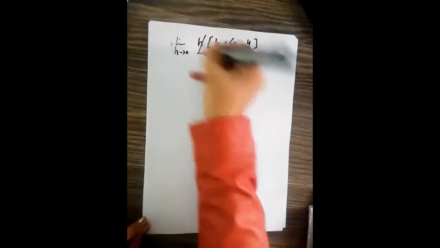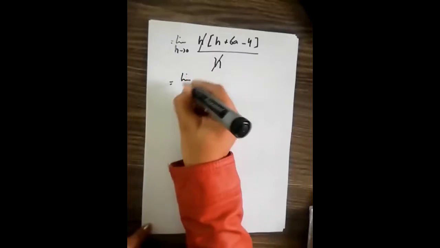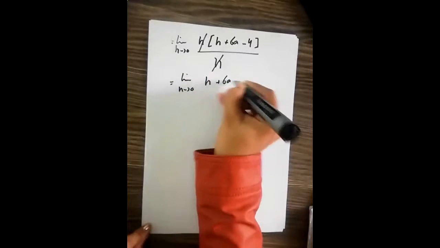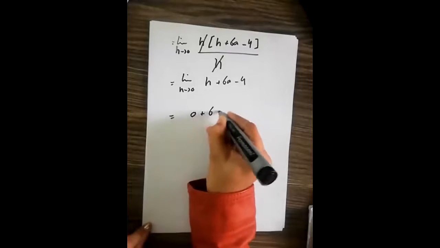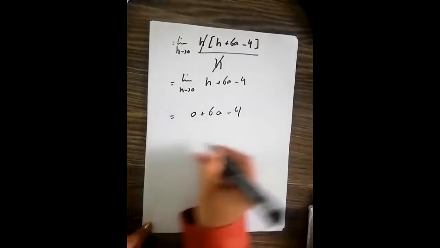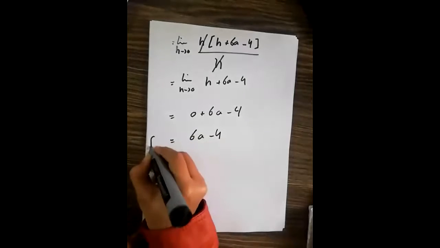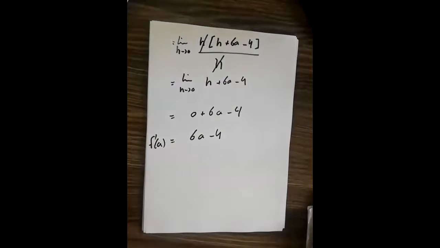We can cancel this. And now just apply the limit to 3h plus 6a minus 4. So this will become 0 plus 6a minus 4. So we get 6a minus 4. This is the derivative of the function at point a.